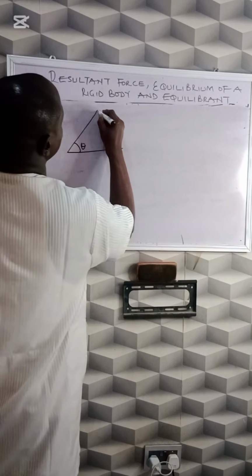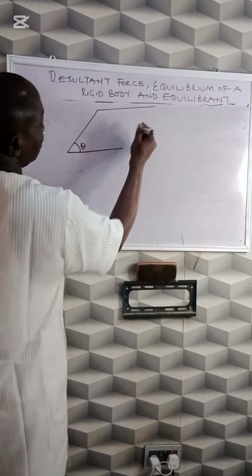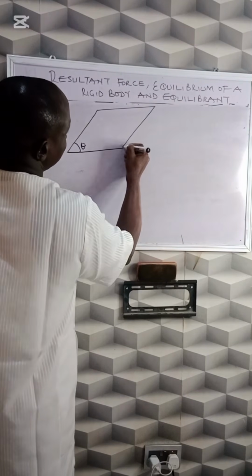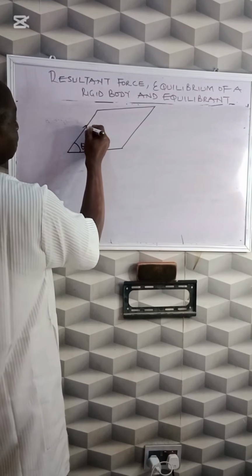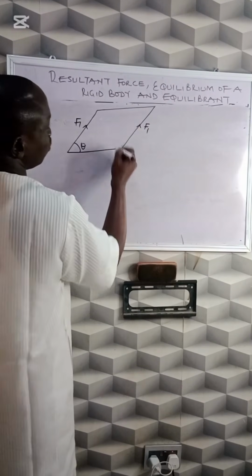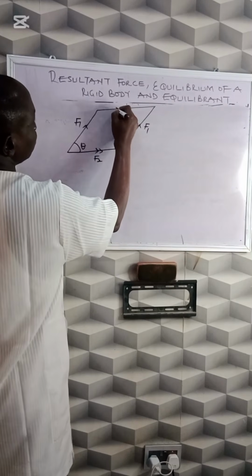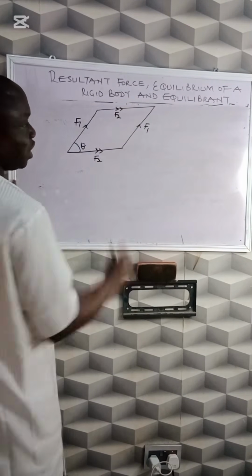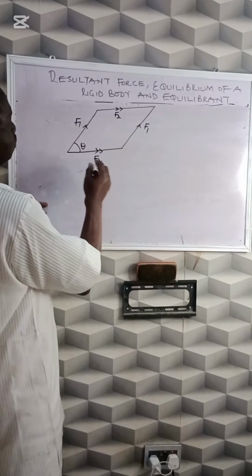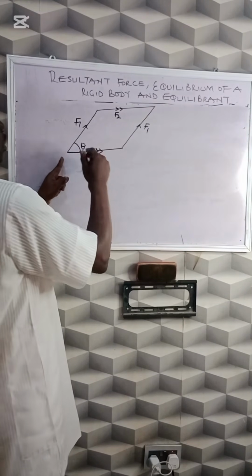This is theta. You form adjacent sides of a parallelogram. You can see this one is F1. This one is also F1. Opposite sides are equal. If this is F2 parallel, this is also F2 parallel and equal. So this is what you have. So you can use it to form a parallelogram.